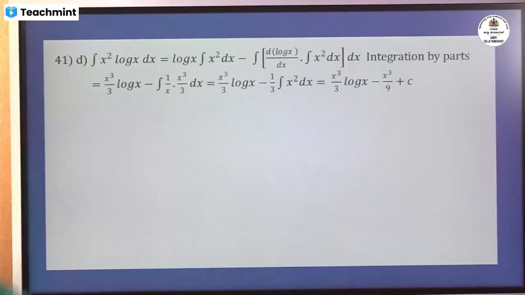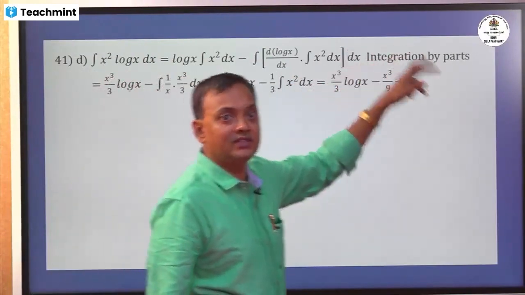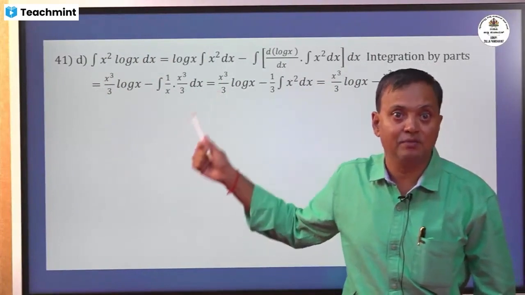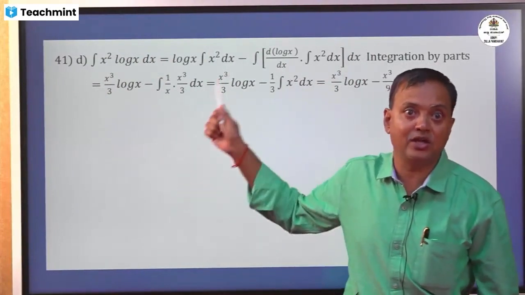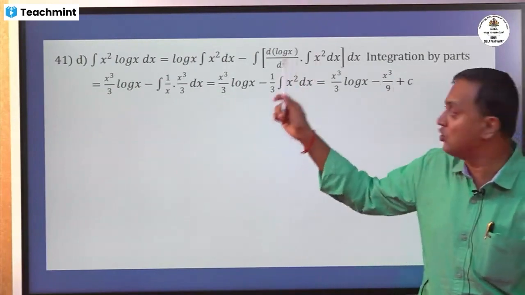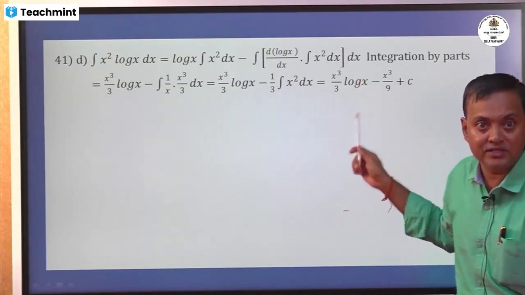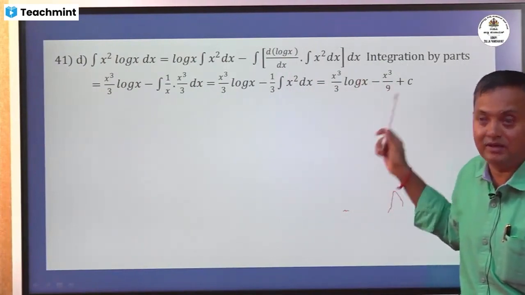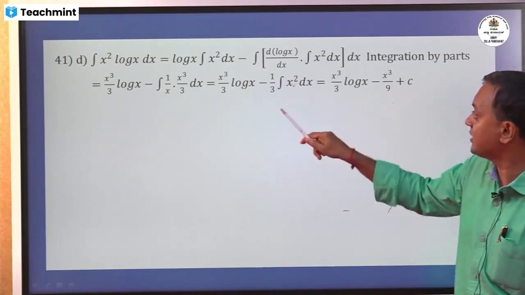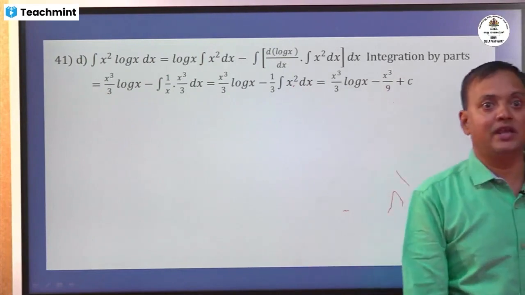So when we apply this, integration by parts, we get like this. Then on integrating we get x cube by 3 log x minus integral of derivative of log x, 1 by x, into integral of x square, which is x cube by 3. That is equal to x cube by 3 log x minus 1 by 3 integral of x square, which is minus x cube by... there is already a 3, x square becomes x cube by 3, so it becomes 9, integration, correct?